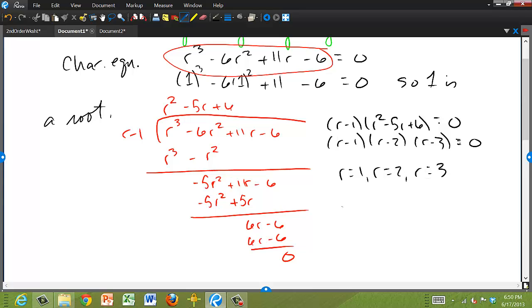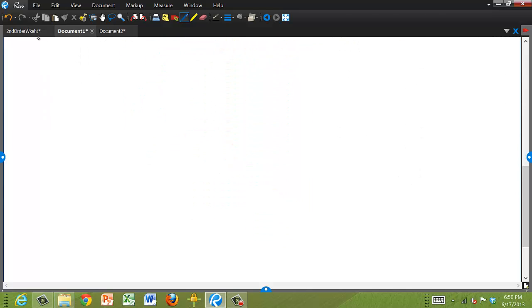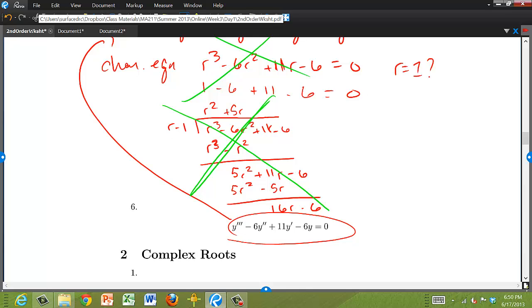And so your general solution is y of t equals c1 e to the t plus c2 e to the 2t plus c3 e to the 3t. And that's it. All right, let's move on a little bit in the other PDF.